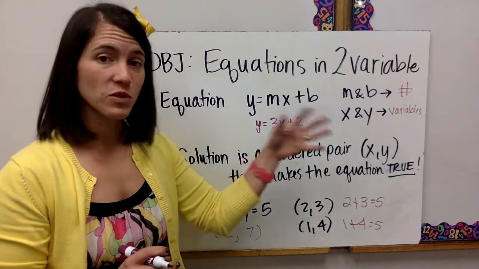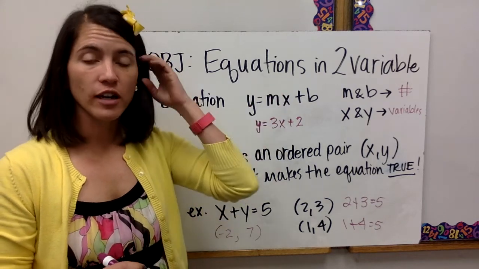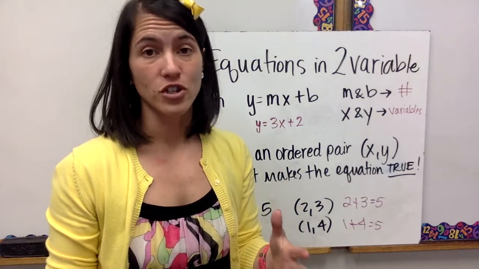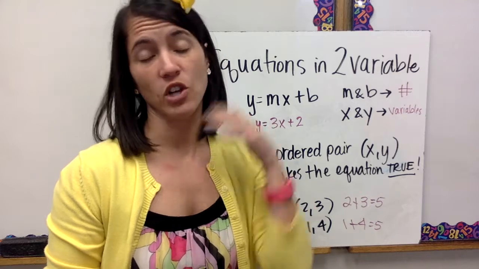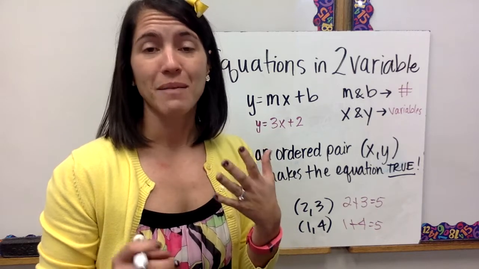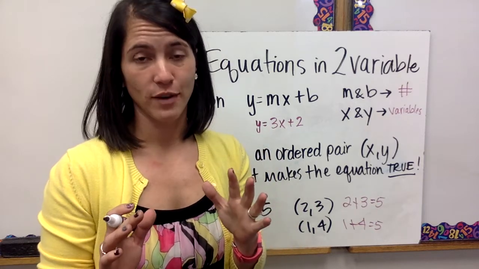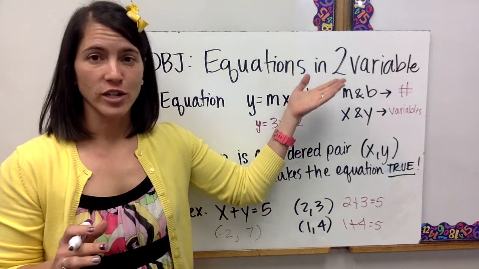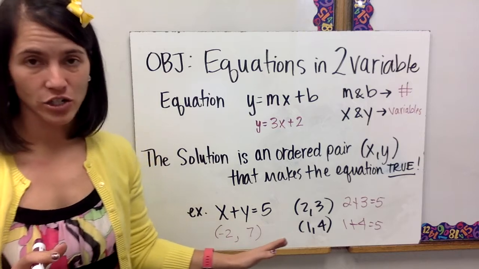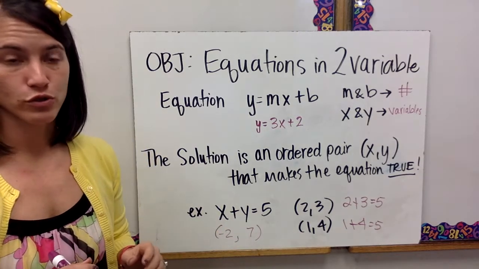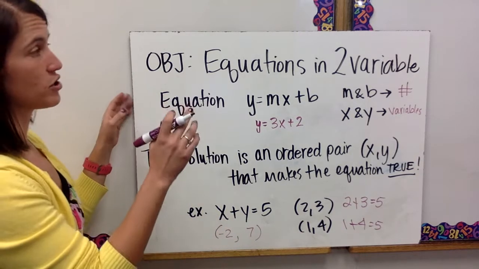The difference with these equations in two variables is you're going to have many solutions. When we had another equation and you solved it, you got x is 4. That meant the solution was 4. x had to be 4. But when you have equations in two variables, a lot of times you're going to have many ordered pairs that can actually be your solution. So we're going to talk about that, equations in two variables.